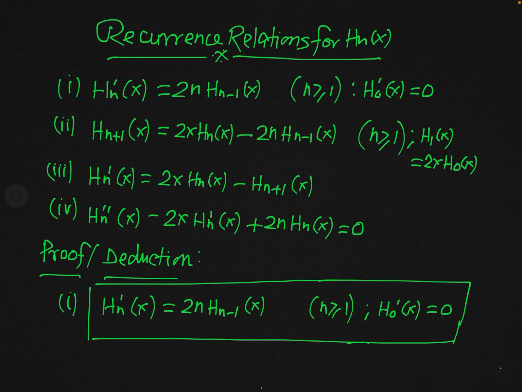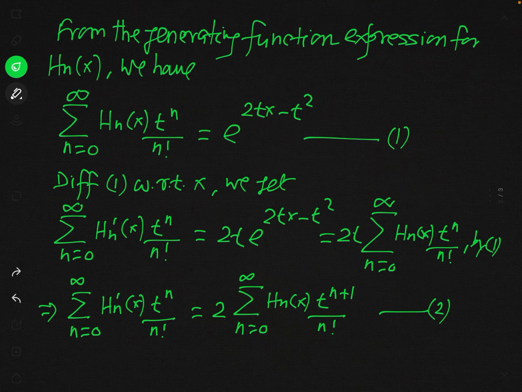You can see this can be easily proved by starting with the generating function expression for Hn of x. And you have seen that the generating function for Hn of x is defined in this way. This is summation n 0 to infinity Hn of x t raised to the power n over n factorial equal to e raised to the power 2tx minus t square.